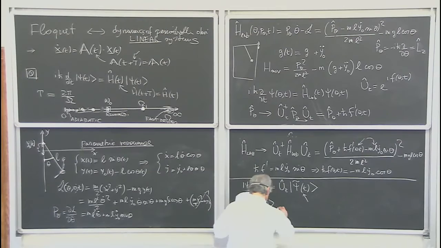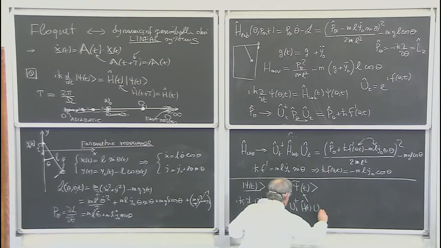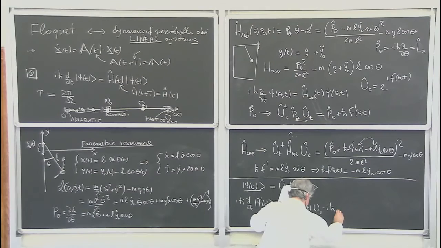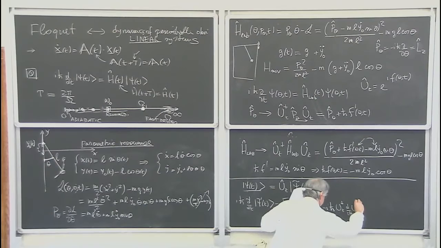Will look as u dagger H u, minus i h bar u dagger t, the derivative, times psi tilde of t. Okay?